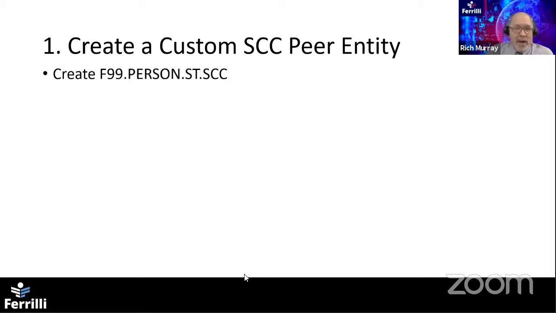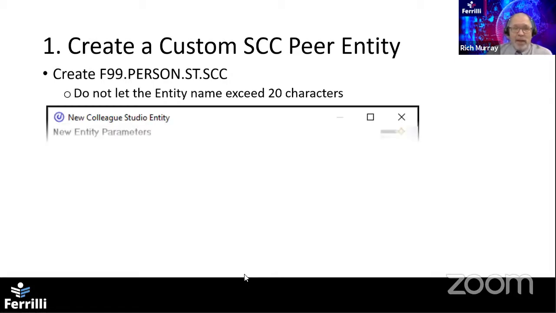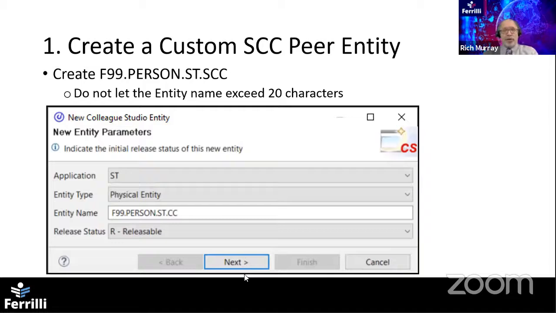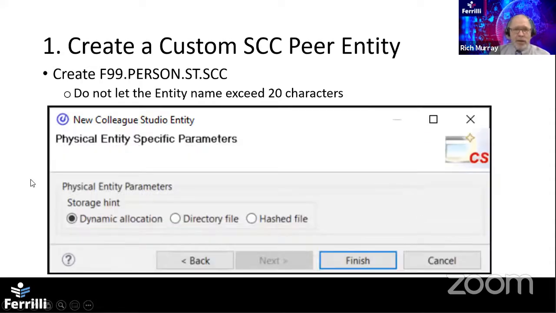All right, now we're going to get into Colleague Studio and create that stored computed column peer entity. I already know what the name is, so I plug that in. For the application, you just want to make sure you set that to where the data that you're going to need to make the calculation resides. So it would not work for me to have this be the core application, because I don't have access to any of the student information that I need to make the calculation. We hit finish after making sure dynamic allocation is set.